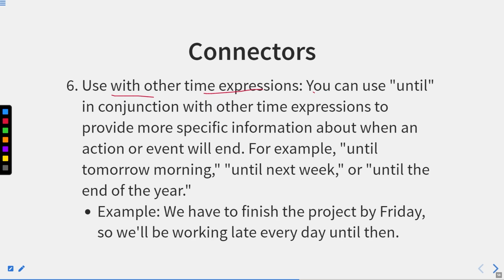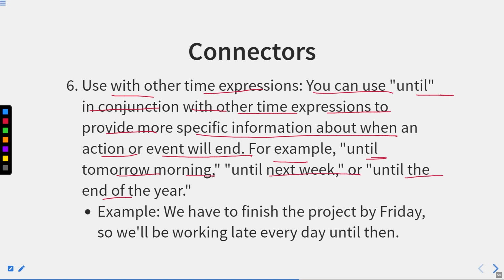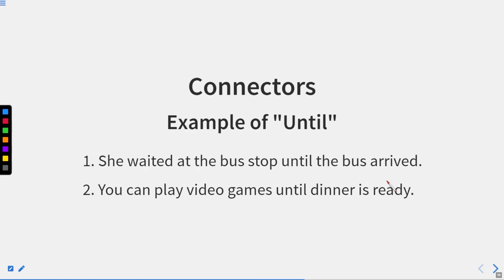Use with other time expressions: you can use until in conjunction with other time expressions to provide more specific information about when an action or event will end. For example, until tomorrow morning, until next week, or until the end of the year. For example, we have to finish the project by Friday, so we will be working late every day until then. It means up to that particular time.